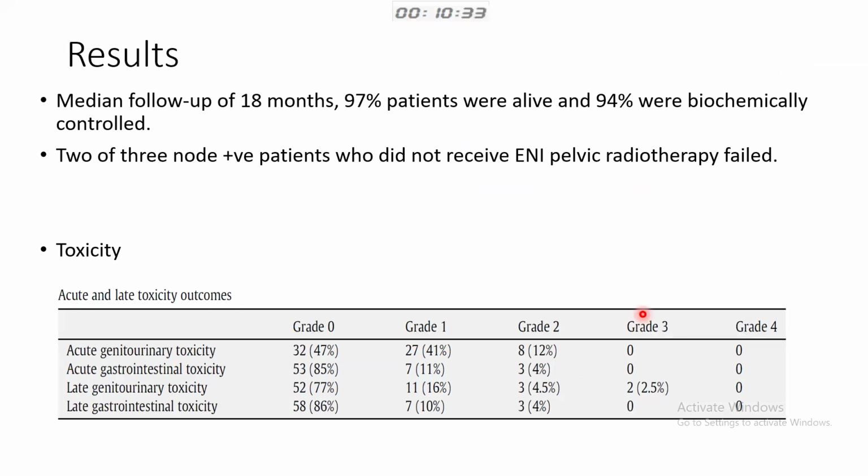At a relatively short median follow-up of 18 months, 97% of patients were alive and 94% were biochemically controlled. When we come to the toxicity data, there is a minuscule number of late genitourinary toxicity at grade 3. Only 2 patients suffered grade 3 GU toxicity, and the other toxicities are relatively tolerable and manageable at grade 2 only. So from this study, it was pretty clear that in a real-world setting also, SBRT along with pelvic radiotherapy is tolerable and doable in patients who require pelvic radiotherapy.